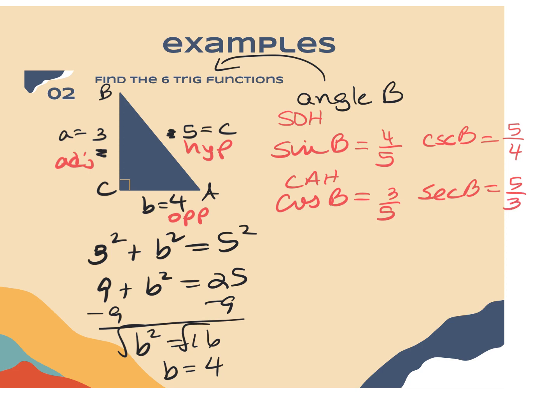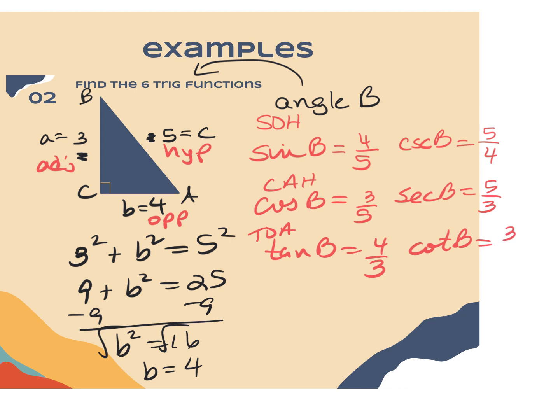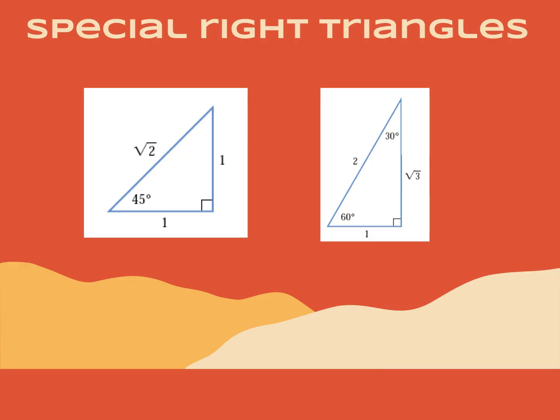And then if I wanted to do tangent of B, that's going to be the TOA, opposite over adjacent, 4 over 3. And then cotangent of B, flip it, 3/4. So last year we learned about 2 special right triangles.